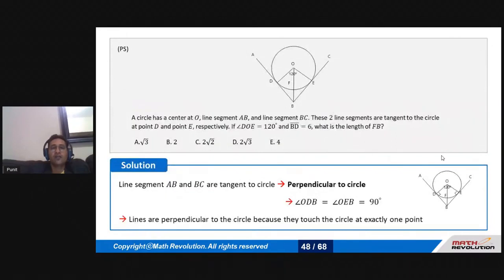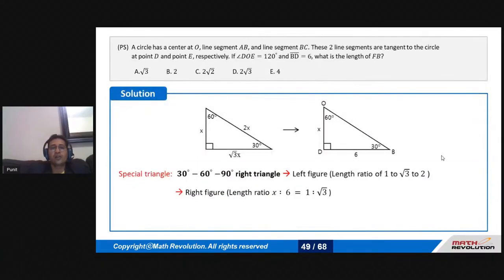Over here, we have 90 degrees, and the 120 degrees would be split into 60 and 60. So with 90 and 60, we definitely have 30 degrees. If we pull that particular triangle out, it looks like ODB here. Now, 30, 60, 90, we'll quickly write the ratio x, 2x and root 3x. So in ODB, DB is 6, OD is x. The right triangle gives us a special triangle which is 30, 60, 90.